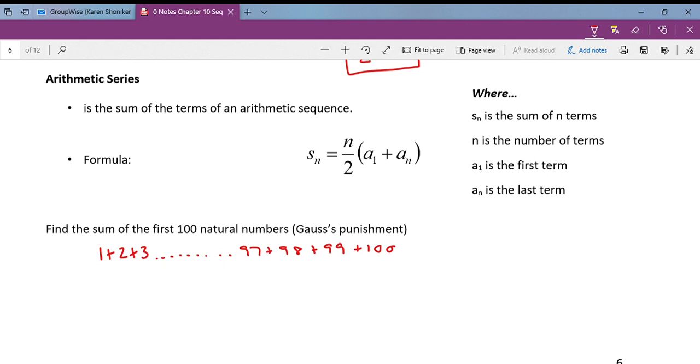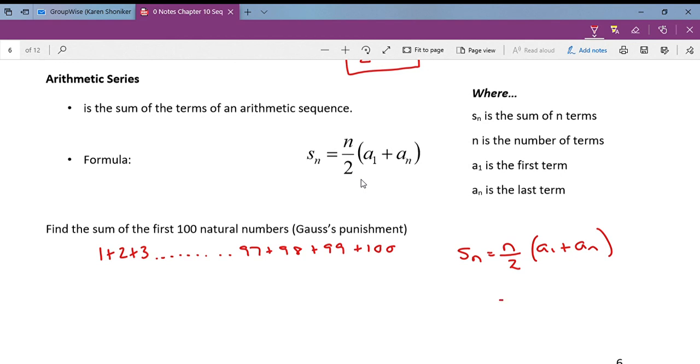And Gauss's formula goes like this. It says S_n, so the sum of any terms, is equal to the number of terms you're summing divided by 2, times the first term plus the nth term. So whatever number of terms that you're adding together.